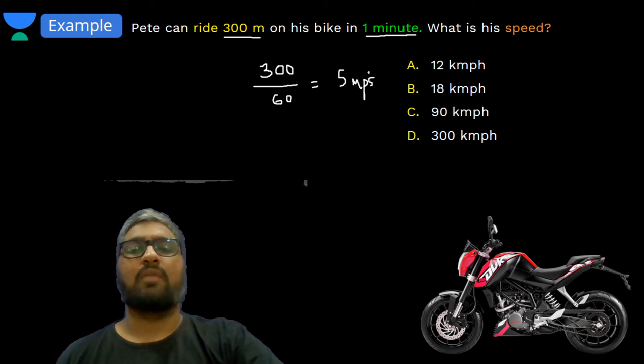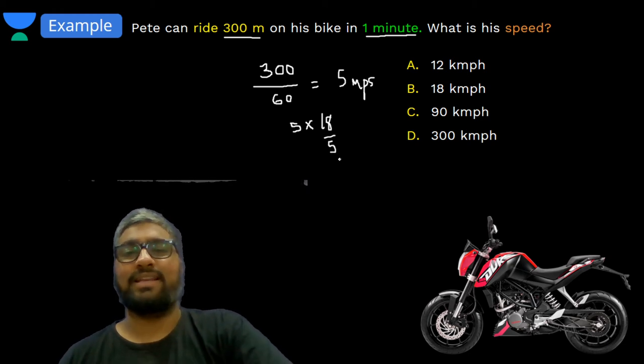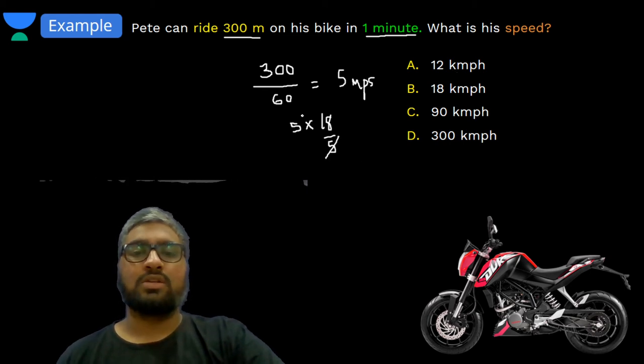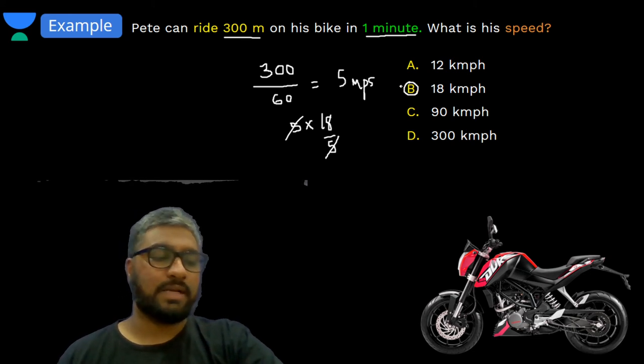Yes. Now meter per second needs to be converted to kilometer per hour. So 5 meter per second in terms of kilometers per hour would be what? Into 18/5. You have to remember this, guys, not 5/18, because that will be kilometers per hour to meter per second, right? So what do you get? 18 to be the answer. Yes, so 18 kilometers per hour is the answer.